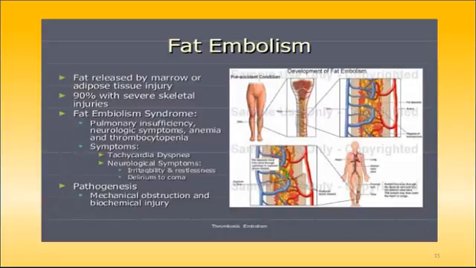Happening 12 to 48 hours after injury, fat emboli are released by the bone marrow. In 90% of severe skeletal injuries, and it's more common if there are multiple fractures, it can go into fat embolism syndrome. But fat embolism itself is very common, 90% of skeletal injuries. It leads to pulmonary insufficiency, neurological symptoms, anemia, thrombocytopenia.